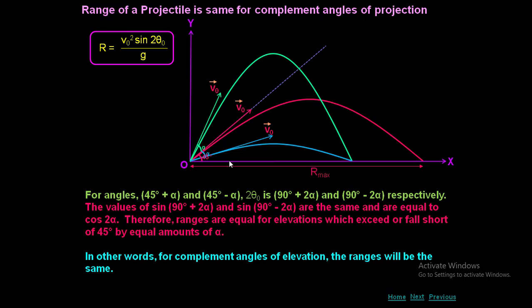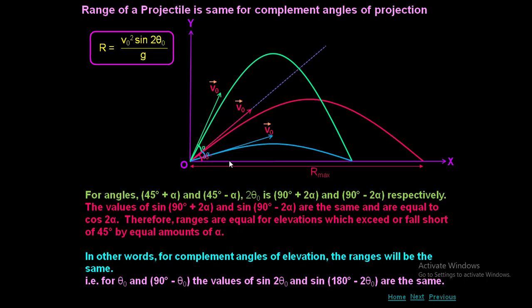In other words, for complement angles of elevation, the ranges will be the same. That is, for theta naught and 90 minus theta naught, the values of sin 2 theta naught and sin of 180 minus 2 theta naught are the same.